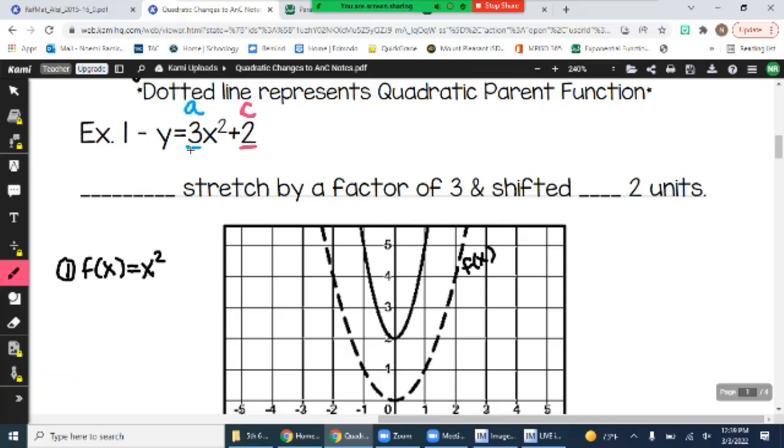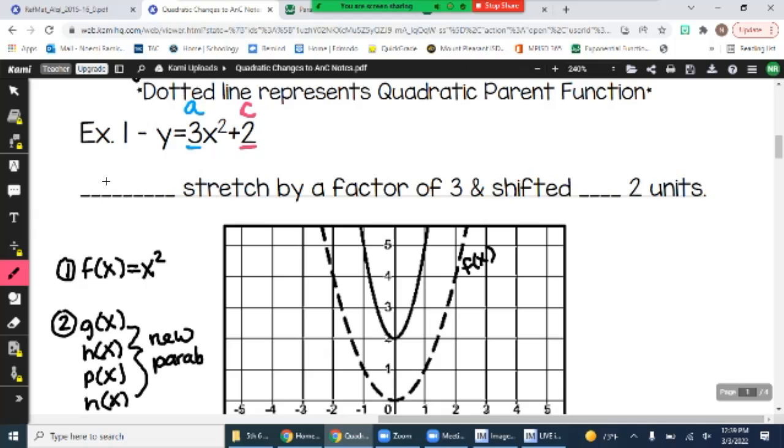Now the solid line, most of the time when they make these types of changes, they're going to name the new equation or the new parabola g of x. Sometimes they'll use h of x. And most recently, I have also seen p of x, n of x, and others. All of those can be named my new parabola. Okay?